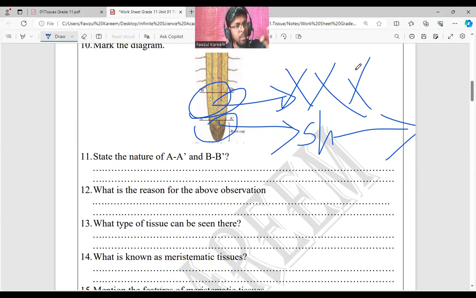What is the reason for the soft part of this A part? Why was this soft? Because they show cell division. They will produce new cells. So that's why the A part was very soft and the B part was very hard. So that is the reason.